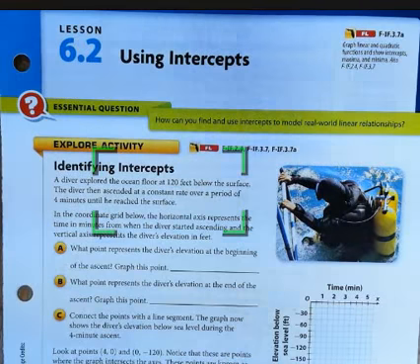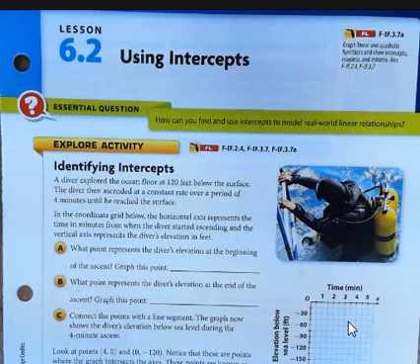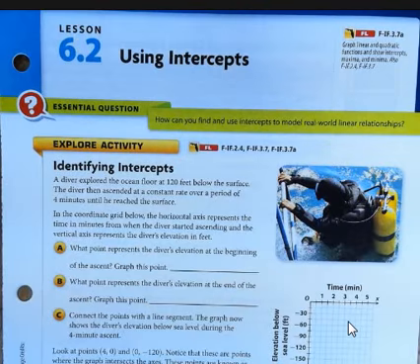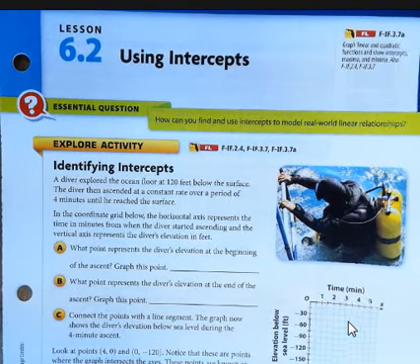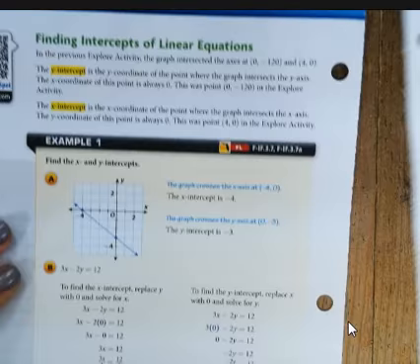We have an essential question that says, how can you find and use intercepts to model real-world linear relationships? I'm going to leave this explore activity for you to do on your own, and we're going to flip over to page 164. Right here at the top of the page, it says finding intercepts of linear equations.